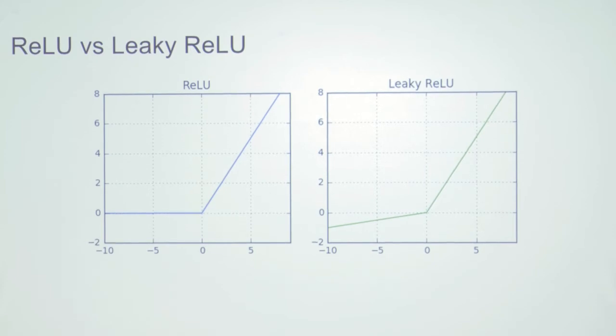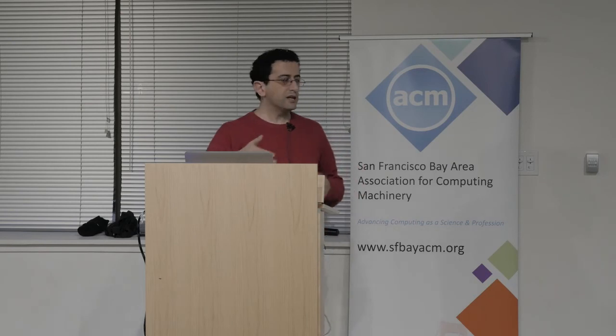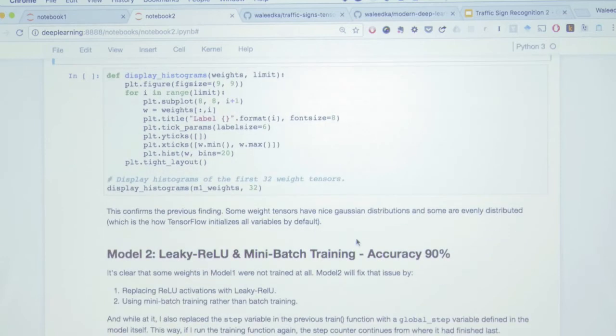And this problem happens more in smaller models. If you have a bigger model, multiple layers, and you're careful with your initialization, you can avoid it. But in this case, because it's a simple model, it actually was a fairly big problem. So to fix these two problems, we go to model number 2.